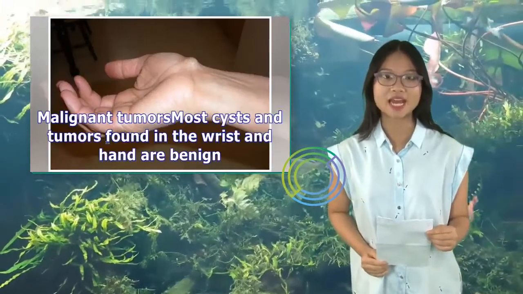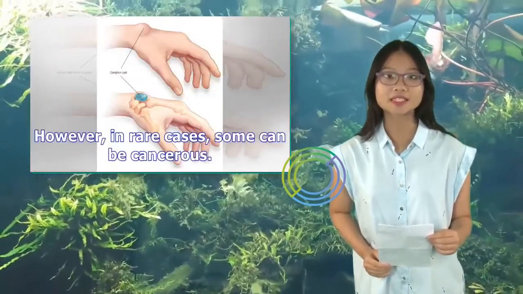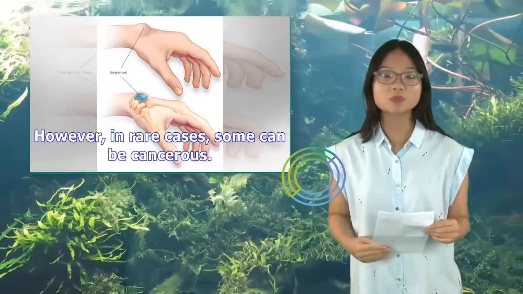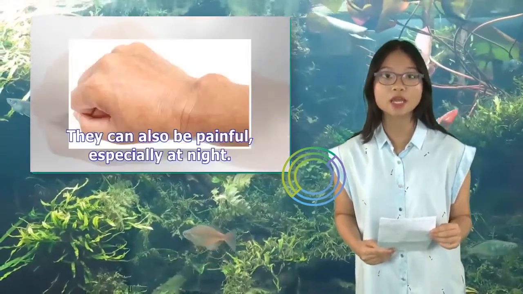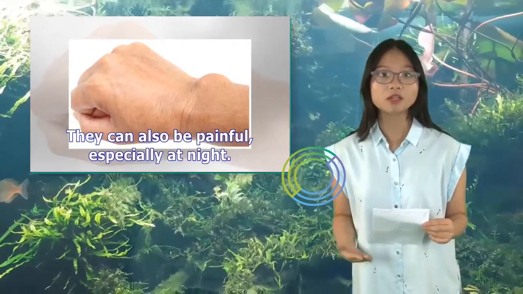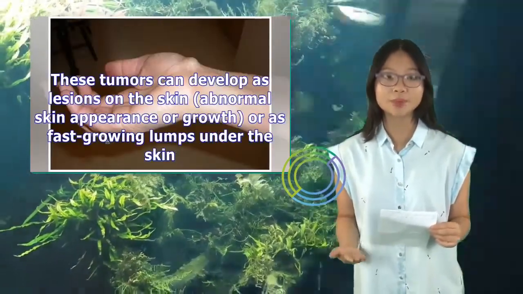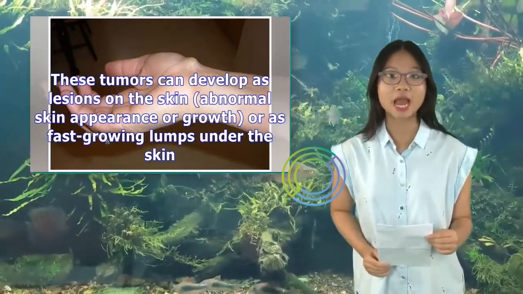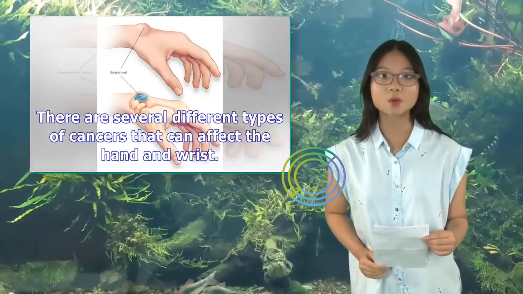Malignant tumors. Most cysts and tumors found in the wrist and hand are benign. However, in rare cases, some can be cancerous. A malignant tumor tends to grow quickly and can be irregular in shape. They can also be painful, especially at night. These tumors can develop as lesions on the skin, abnormal skin appearance or growth, or as fast-growing lumps under the skin.